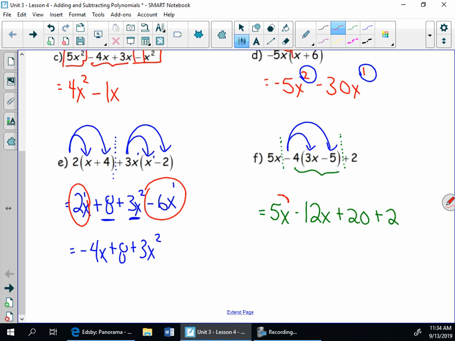Okay, let's look for things that can go together. 5x and negative 12x. 5 minus 12 is negative 7, and we were collecting x's. Okay. Positive 20 and positive 2, well, that's just numbers. 20 and 2 makes 22. That's it, that's all, because I have letters on the 7, and I have no letters with the 22, so they can't go together.